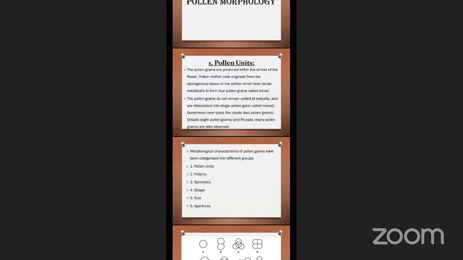So in pollen morphology, there are a few basic units, and they are very important in the taxonomic view. First of all, pollen units. Second one, polarity, symmetry, shape, size, and aperture. So these are the morphological characters. The pollen grains have been categorized into different groups. First, let's see the pollen unit.